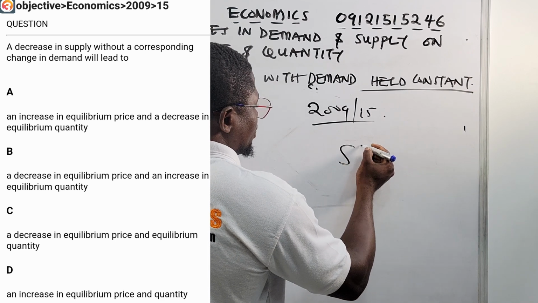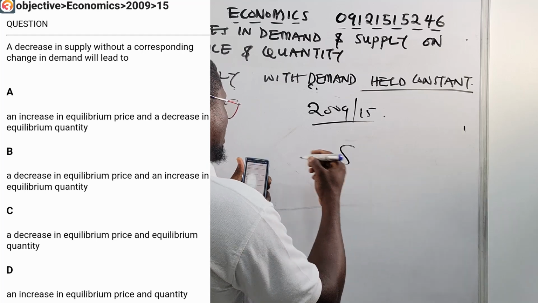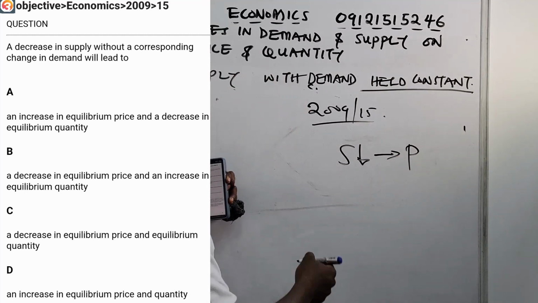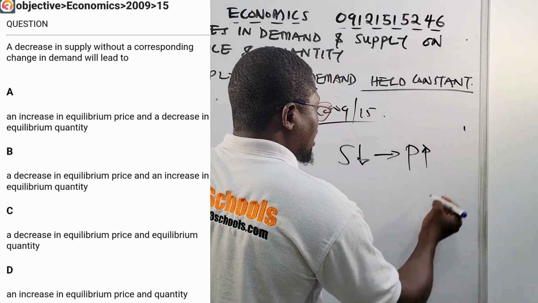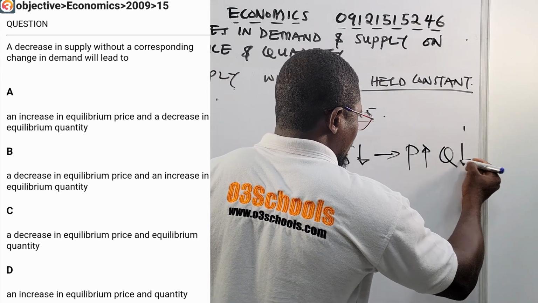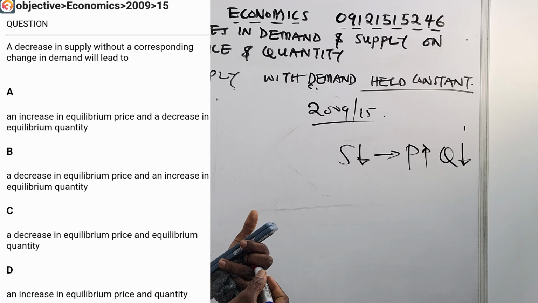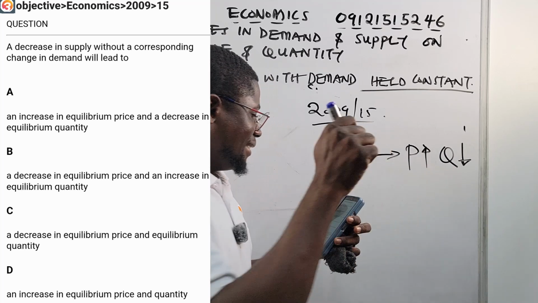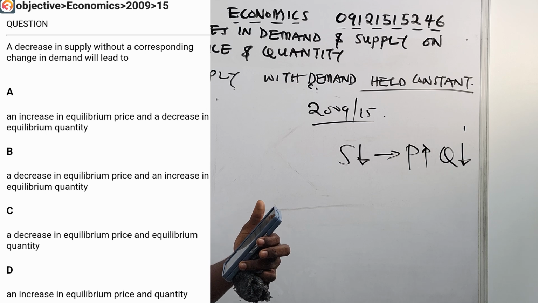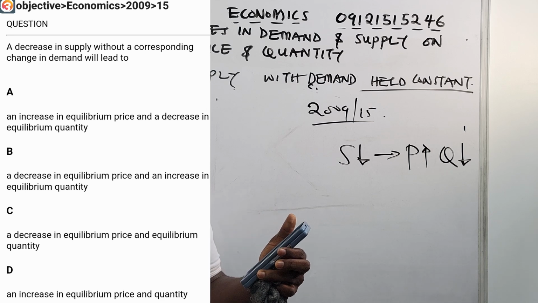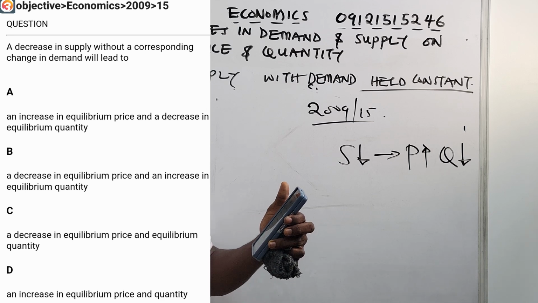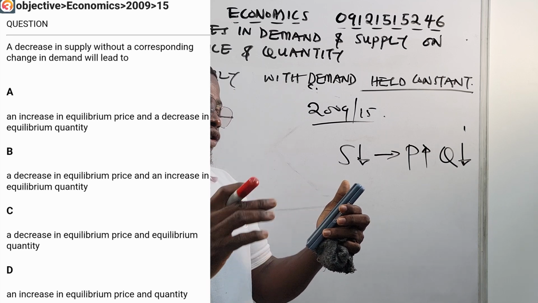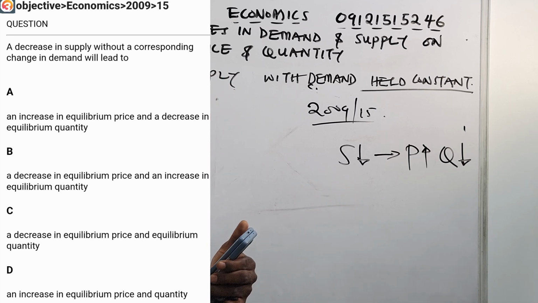Supply is decreasing. You decrease supply. What happens to the price? Price increases, and quantity decreases. Simple as ABC. Option A says an increase in equilibrium price and a decrease in equilibrium quantity. Very correct. B says a decrease in equilibrium price and an increase in equilibrium quantity. C says a decrease in equilibrium price and equilibrium quantity. No. D says an increase in equilibrium price and quantity. No. So the correct answer is option A.